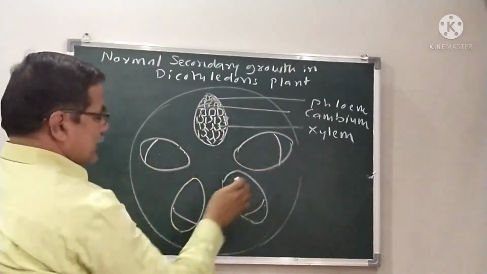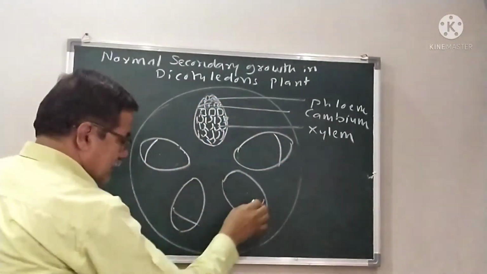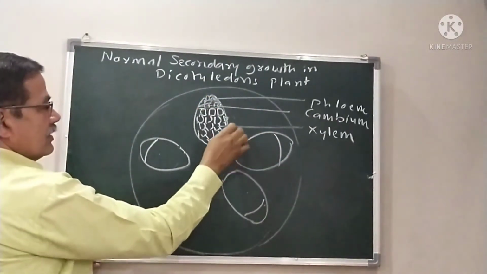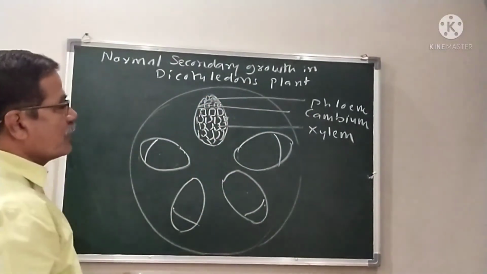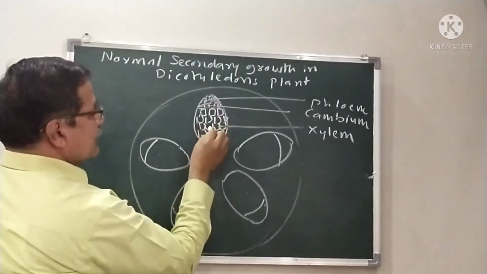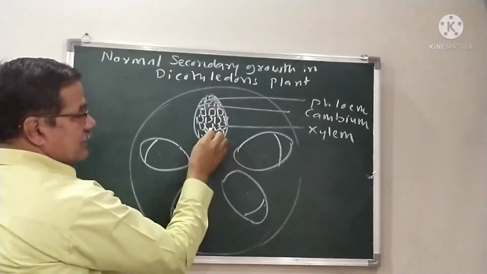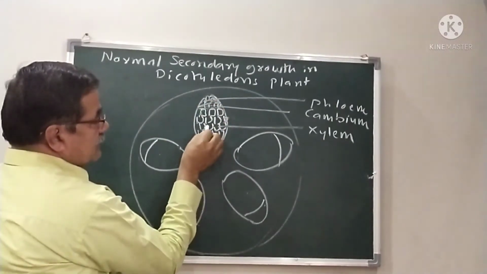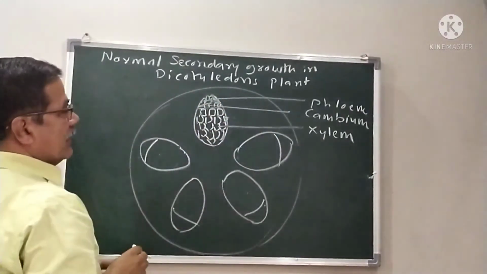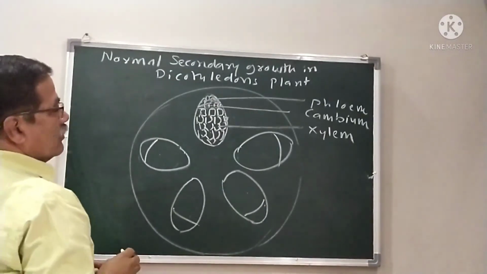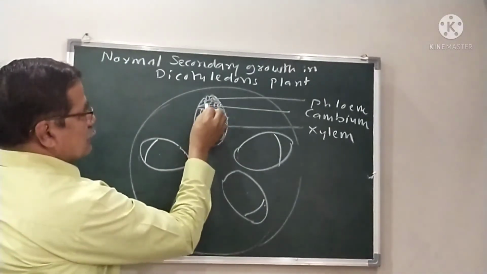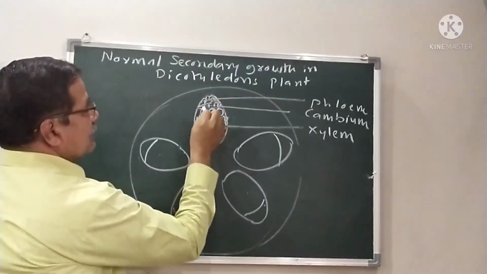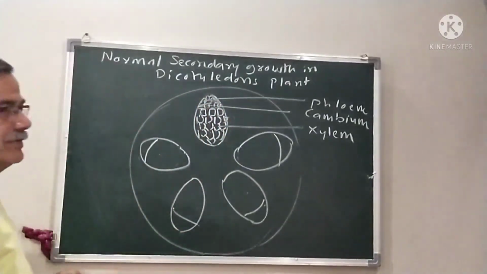Vascular bundles are many in number. They are arranged in a ring. Each vascular bundle is conjoined, collateral, open. Conjoined: both the phloem and xylem are present in the same radius. Collateral: phloem lies lateral to xylem, and xylem lies lateral to phloem. In between phloem and xylem there is a cambium strip, so it is an open type of vascular bundle.